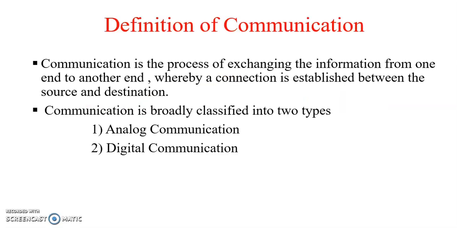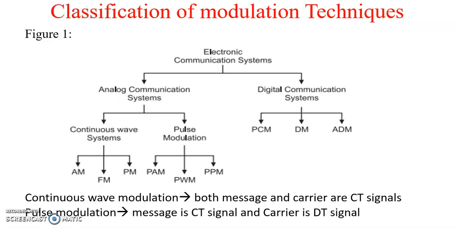First we'll see what is communication. Communication is the process of establishing the connection between the transmitter and the receiver. Using this connection, we can transmit the information from the source to the destination. Basically, communication is divided into two types: one is analog communication and the other is digital communication. In this lecture series, we are going to focus on analog communication alone.